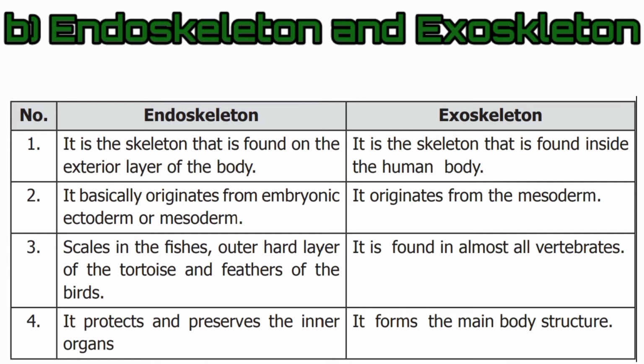Endoskeleton, scales in the fish's outer hard layer of the tortoise and feathers of the birds. Exoskeleton is found in almost all vertebrates. Endoskeleton protects and preserves the inner organs. Exoskeleton forms the main body structure.